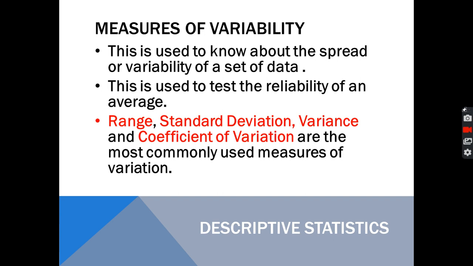So these are the four measures of variability. The first one is the range, next is standard deviation, third variance, and the fourth coefficient of variation.